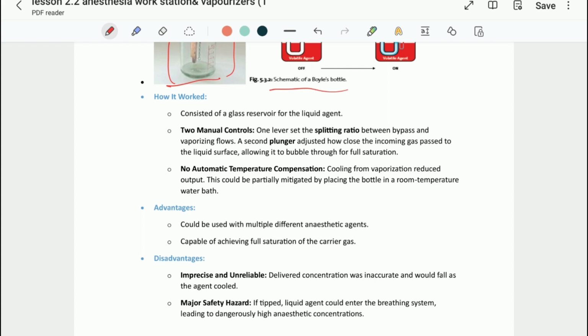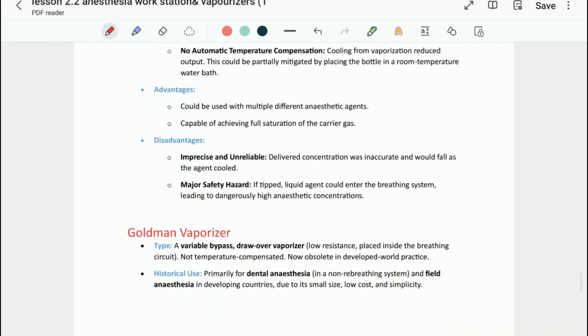The disadvantages include that it was imprecise and unreliable. The delivered concentration was inaccurate and would fall as the agent cooled. And it had a major safety hazard. If tipped, the liquid agent could enter the breathing system, leading to dangerously high anesthetic concentration.